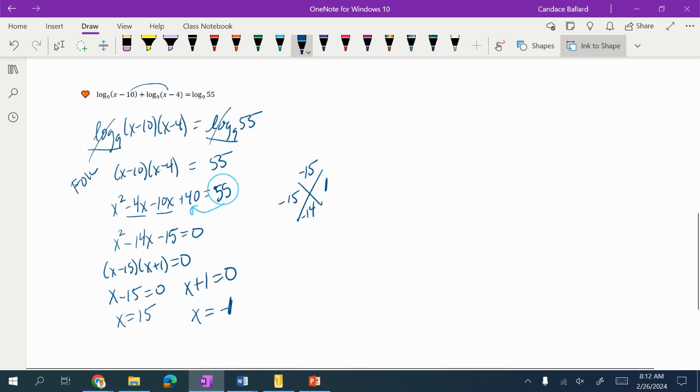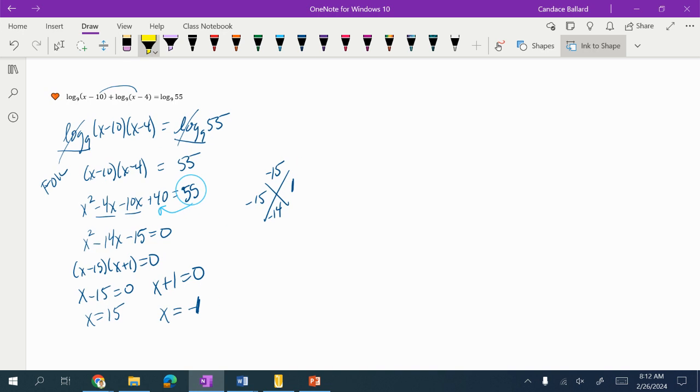And now I need to check my answers in the original and make sure I don't get a negative inside. So if I'm taking this 15 and I put it in here, it's positive. If I take this 15 and put it in there, I know it's also positive. So 15 is a good answer. I'm now going to check the negative 1. Ooh, negative 1 minus 10 is a negative answer, so that one is extraneous and is not a solution.